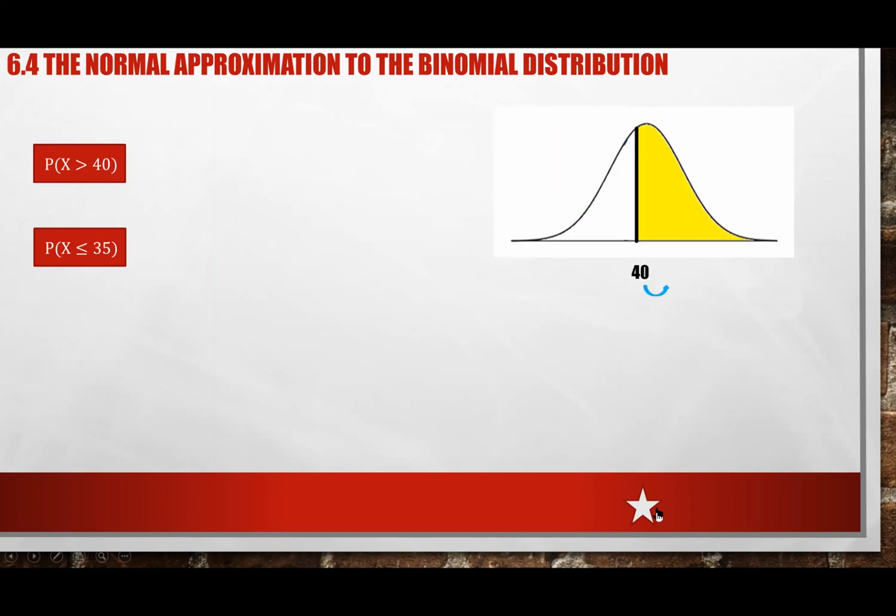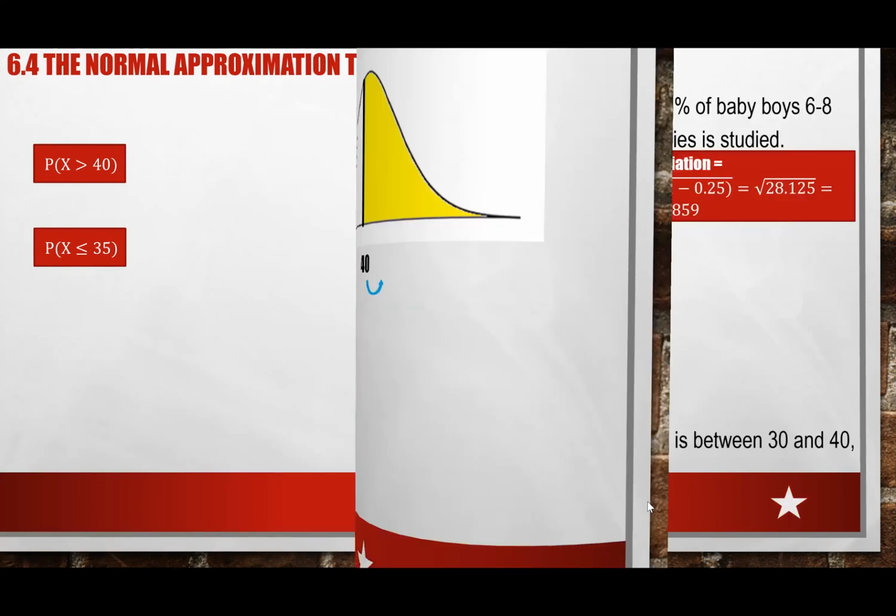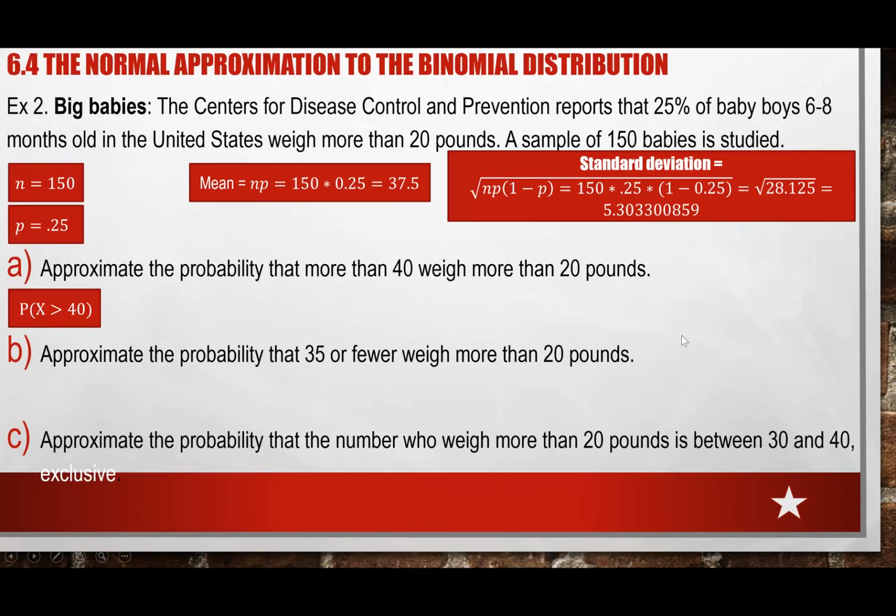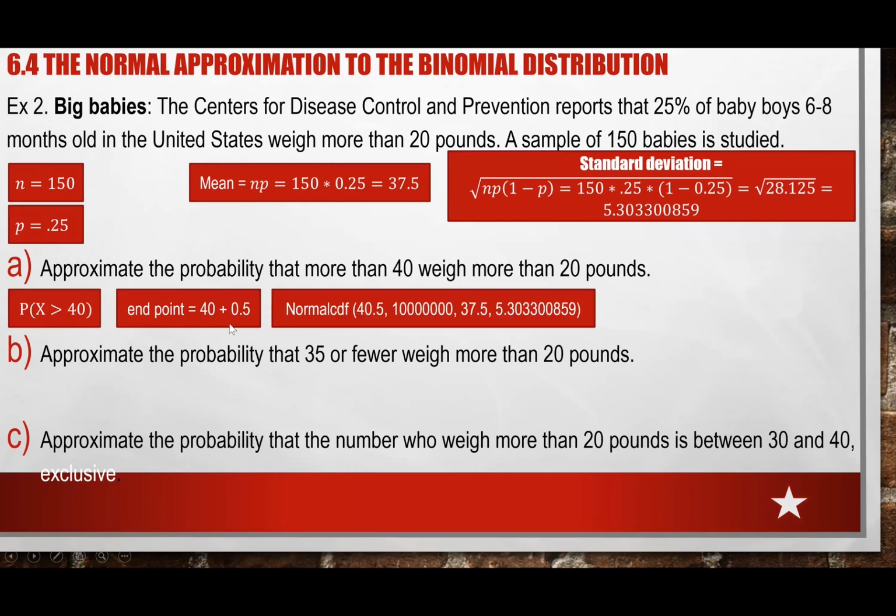Hopefully you can see that this will be your endpoint, right? Once you add the 0.5, your endpoint will be 40.5, a bigger number because we shaded to the right. And again, my mean is 37.5, and my standard deviation is 5.303300859. And again, this should be your answer, right?